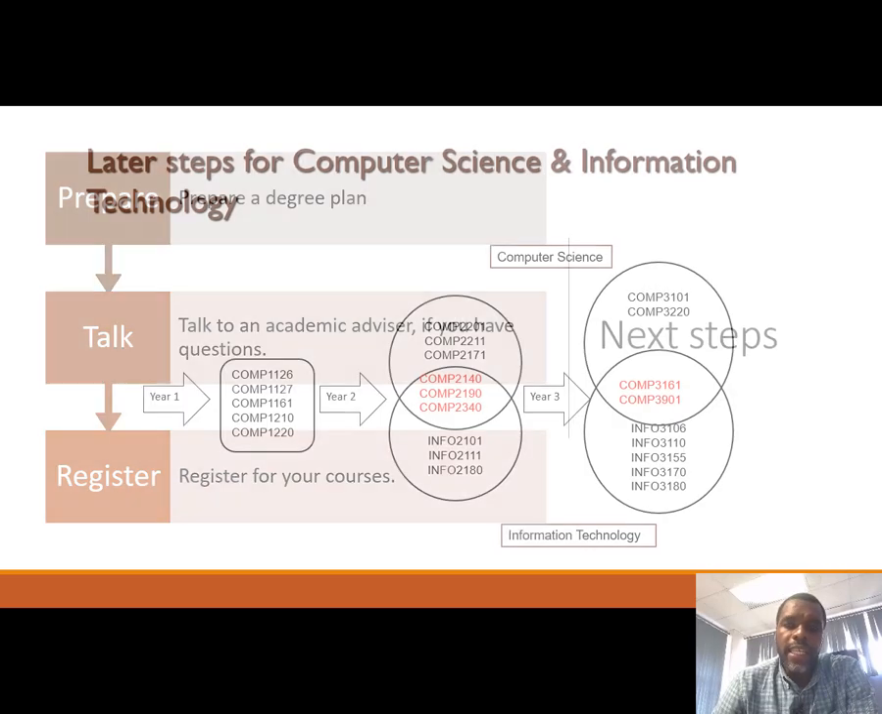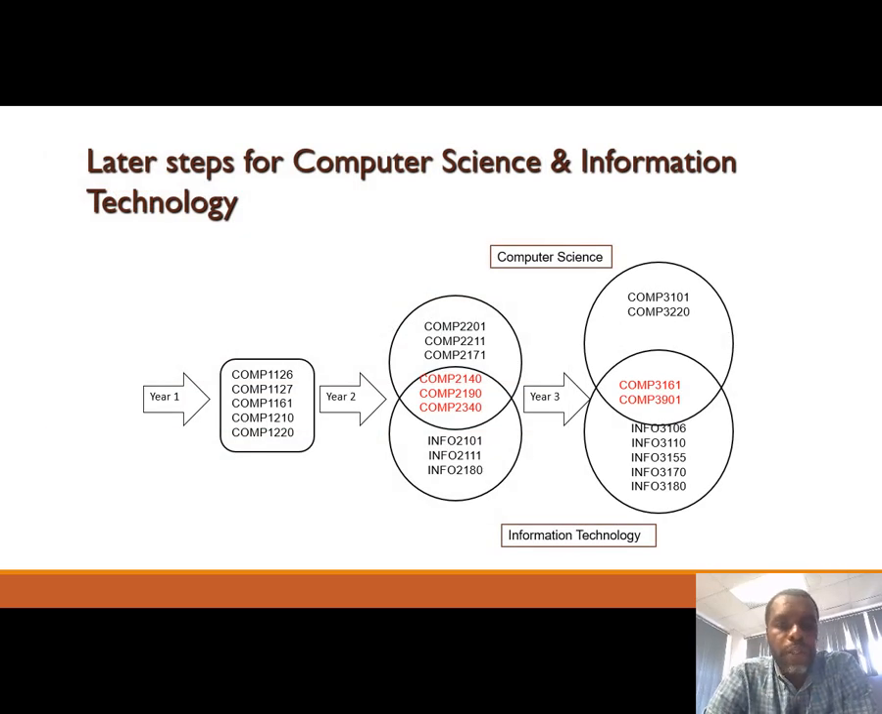So what are the next steps? For computer science and information technology, this just shows you what courses you're going to take, right? If you're doing computer science in year 2, you're going to have to take Comp 2201, Comp 2211, Comp 2171, Comp 2140, Comp 2190, and Comp 2340. If you're doing information technology, then at year 2 you're going to have to take Comp 2140, Comp 2190, Comp 2340, then Info 2101, Info 2111, and Info 2180.